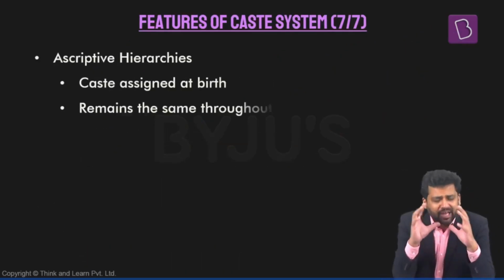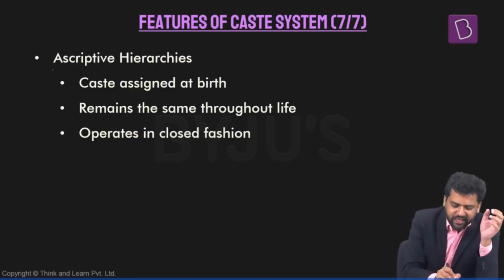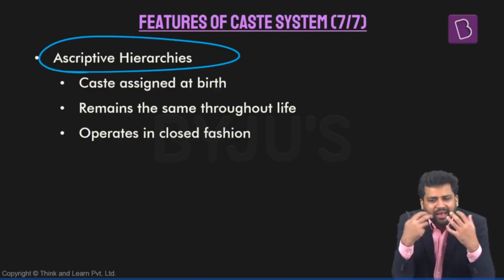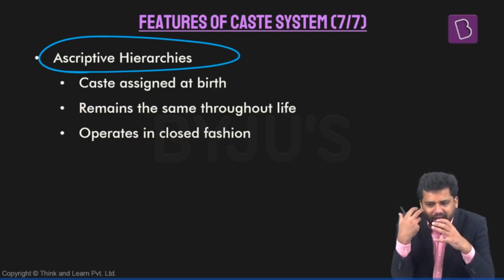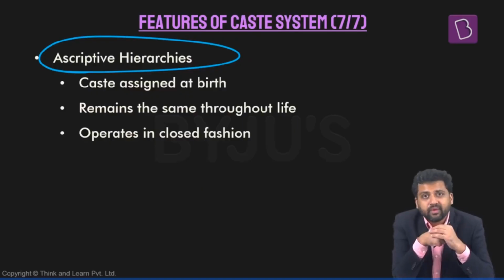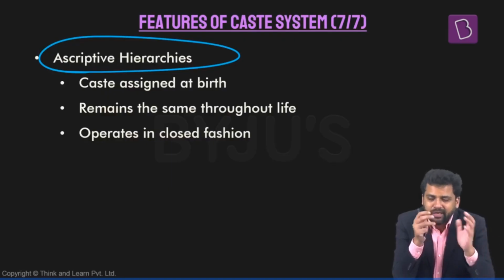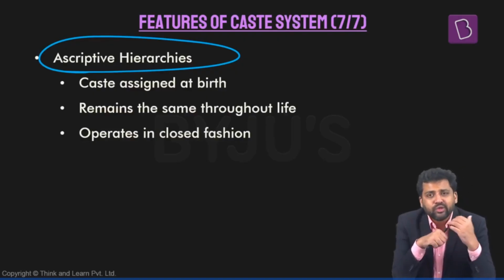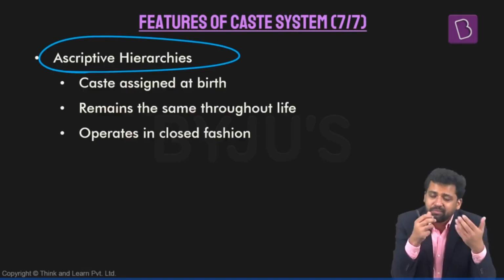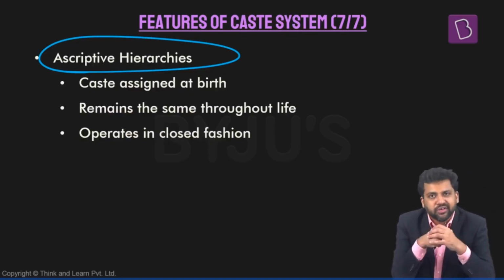Last criterion, or last feature: the caste system is a system of ascriptive hierarchies. Ascriptive means something from birth. So the hierarchy that is created, it is created because of birth, right? Or because of the process or phenomenon of birth. So some people are accorded higher status, some people are accorded lower status. Why are some people accorded higher status? Because they are born into a caste which is already accorded a higher status.